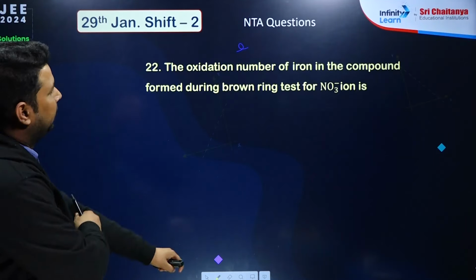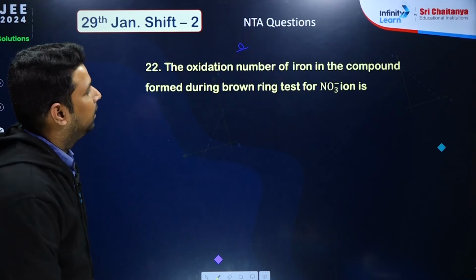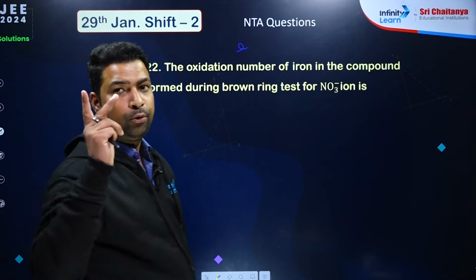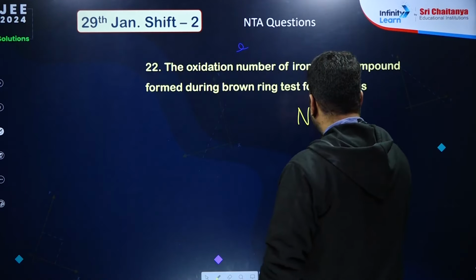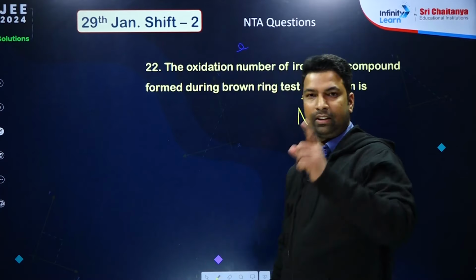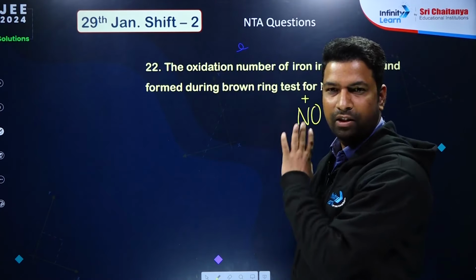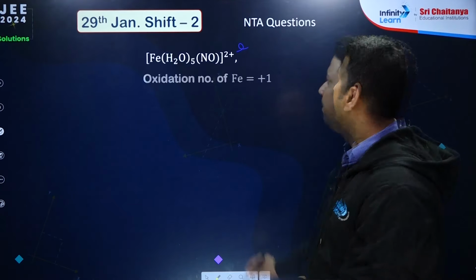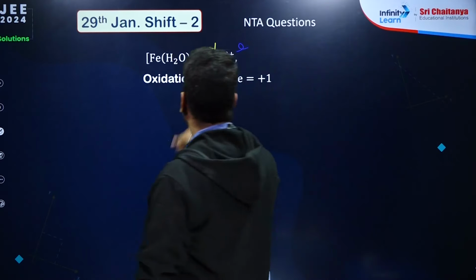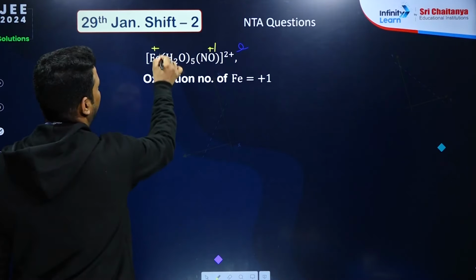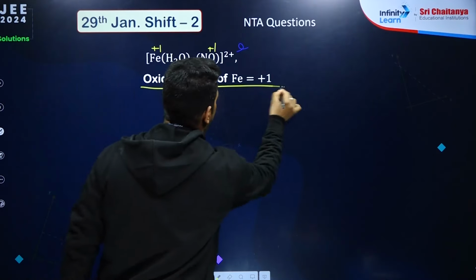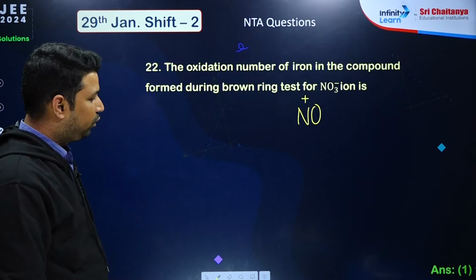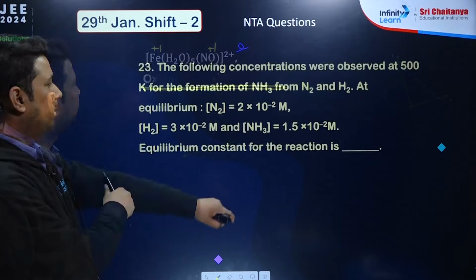Come to the next. The oxidation number of iron in the complex formed in the brown ring test. We have only 2 complexes in which NO has +1. First one is sodium nitroprusside and second one is the brown ring. In the brown ring, NO is present in +1 oxidation state, overall +2 charge. So iron has +1 charge. So the oxidation number of iron is +1. This was the beauty of the question. Answer is 1.